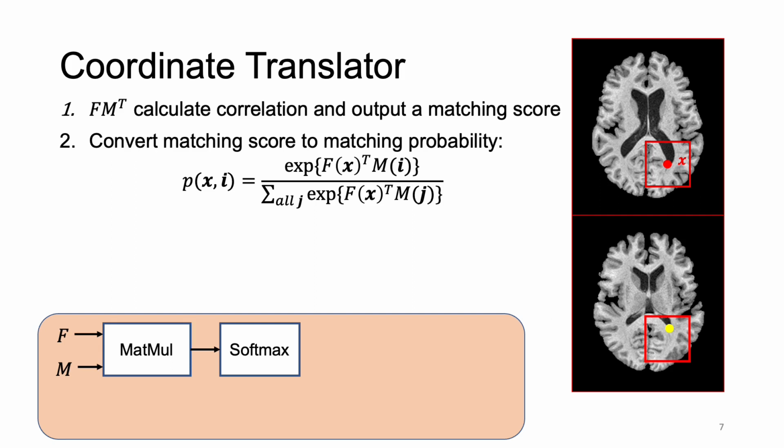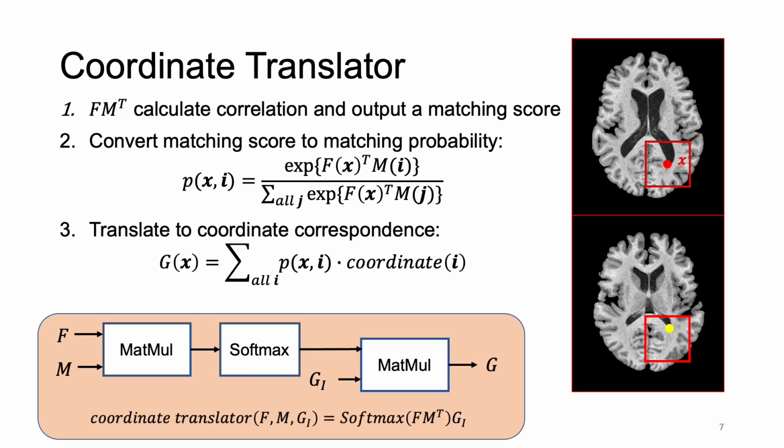The last step is to translate the matching probability to coordinate correspondence. We accomplish this by a weighted sum of all coordinates inside the search area. The weighting is determined by the matching probability from the previous step, so if the yellow voxel has the highest matching probability, the output coordinate will be pulled closer to the coordinate of the yellow voxel. This last step can be implemented very easily, also using a matrix multiplication with the identity grid as one of the inputs. We can see that Coordinate Translator takes the form of an attention module, but with carefully designed input, it translates two feature maps into a sampling grid based on feature similarities.